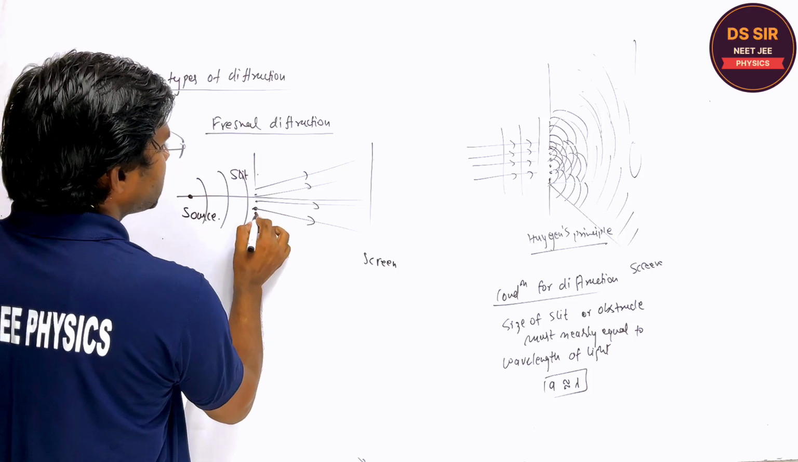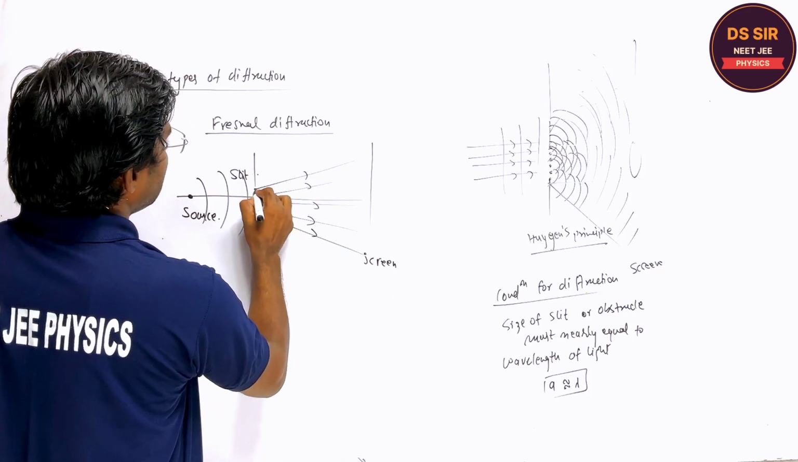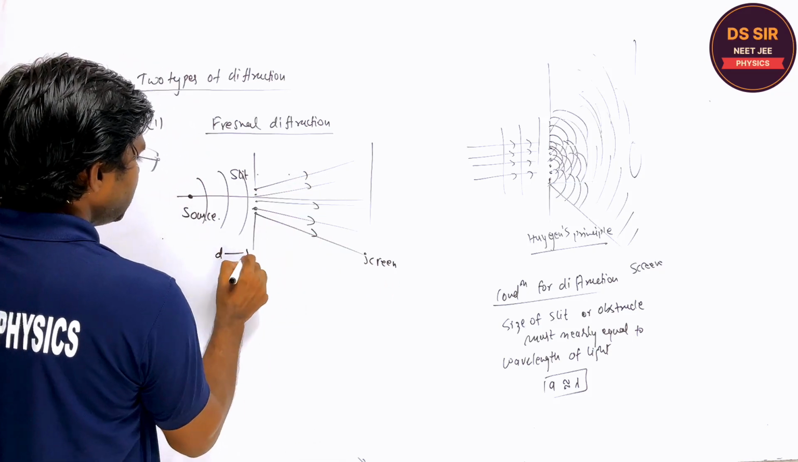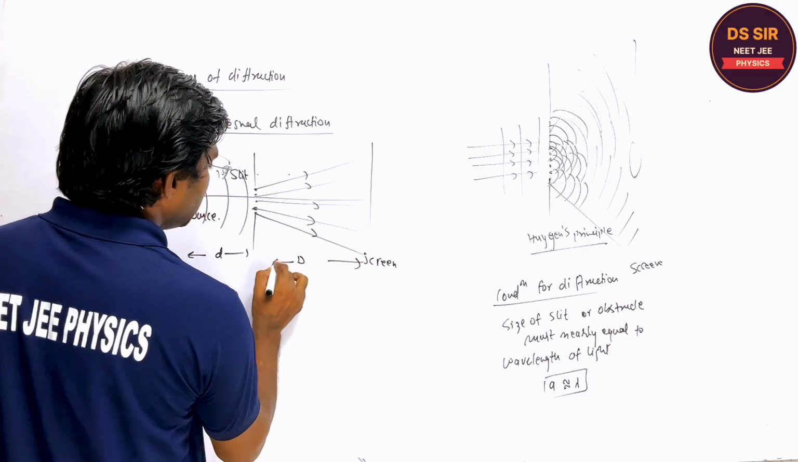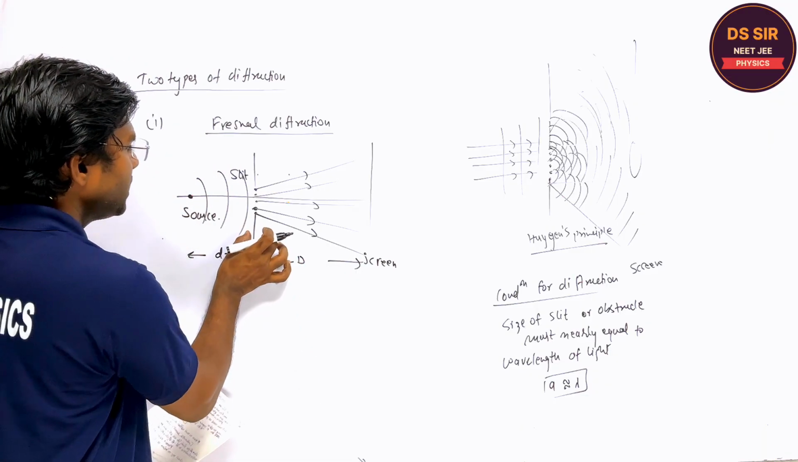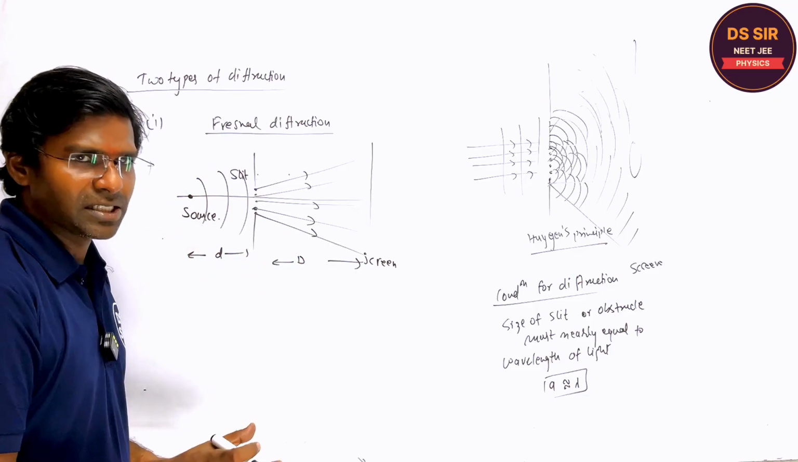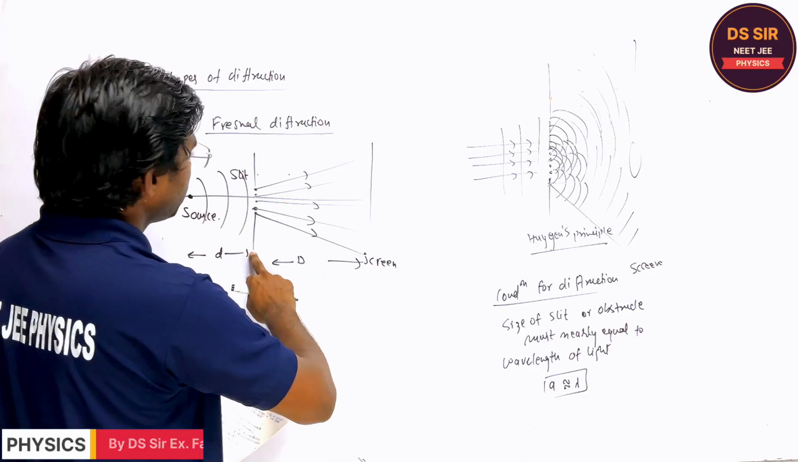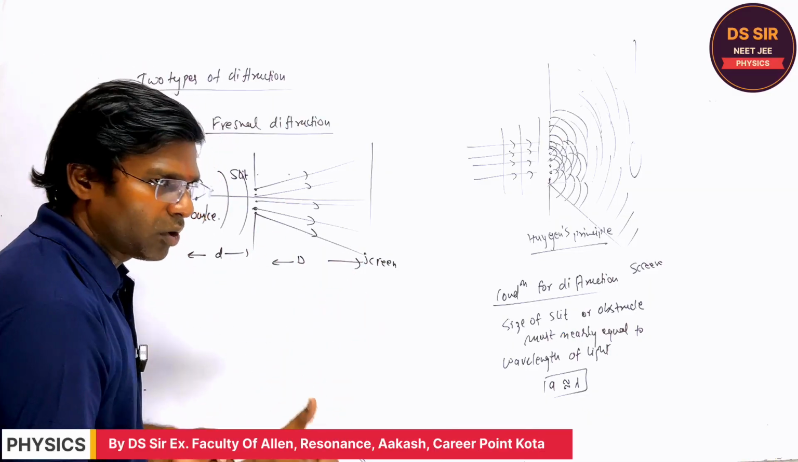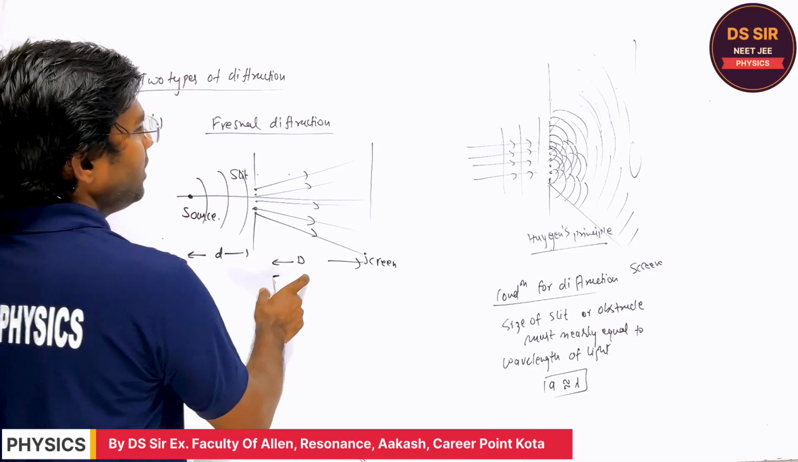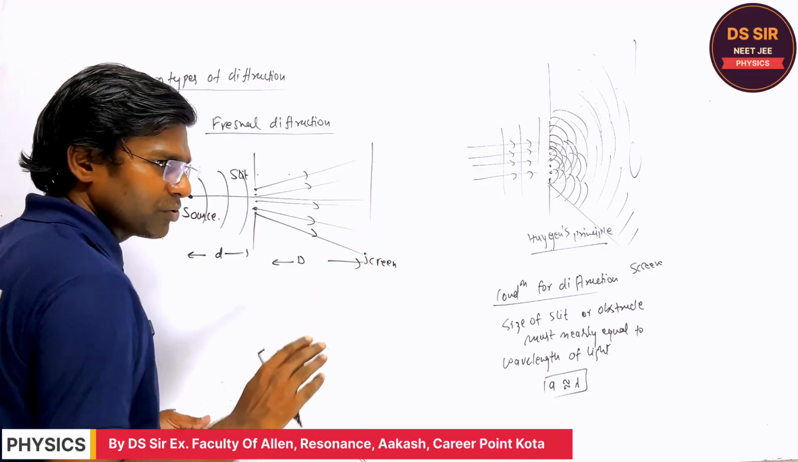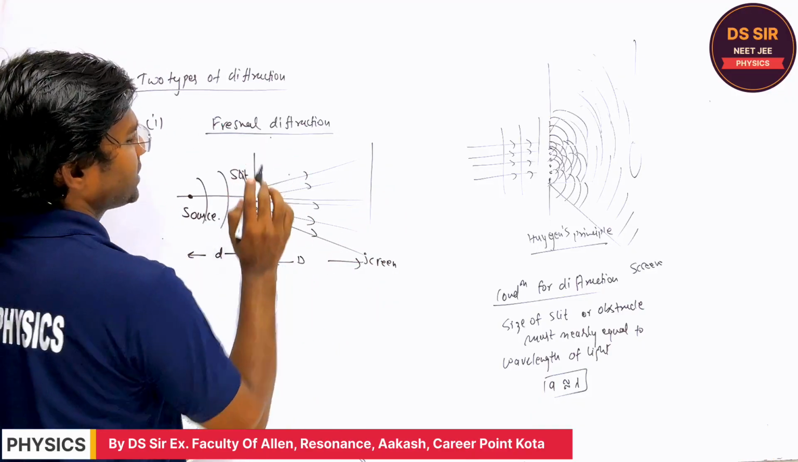Is it clear or not, Sanjay? Like this. So if this distance is d, listen. From the slit, the source is at a finite distance. And from the slit, the screen is also at a finite distance. Then the diffraction produced on the screen is called the Fresnel diffraction.